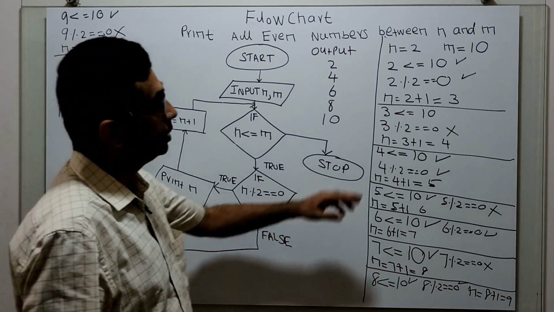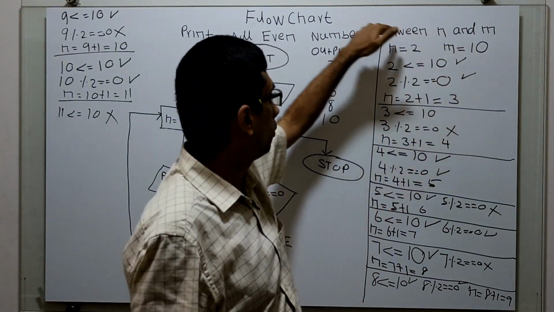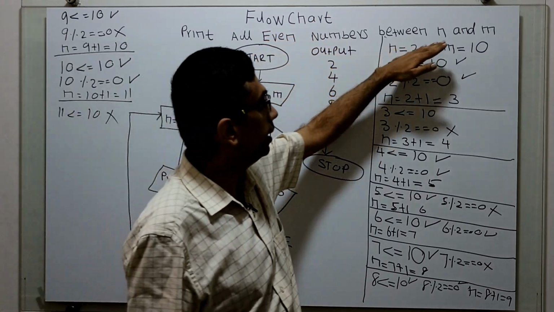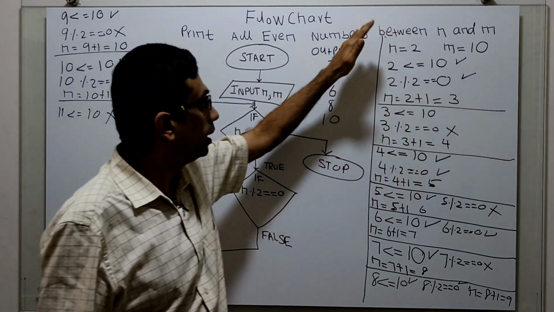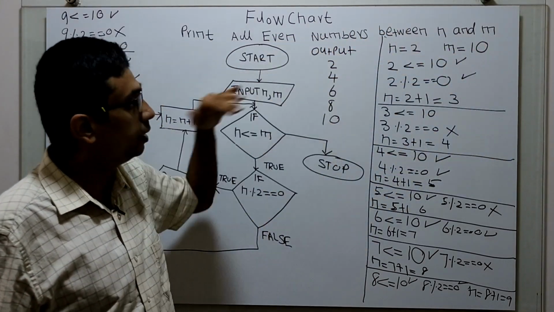So my range: n is 2, m is 10. So my flowchart prints all the even numbers between n and m. That means 2 to 10, including 2 and 10. So 2, 4, 6, 8, 10 are the even numbers.